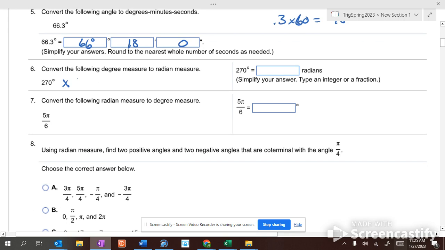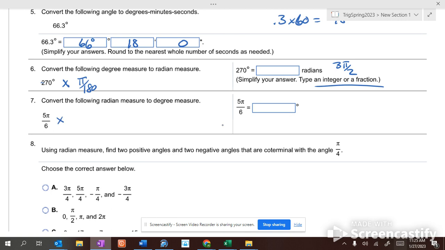270 times pi over 180 gives us what? Now, if you use your calculator, you want to go in fraction format and not push the pi button. Okay, because you want an integer or fraction. So you want to use pi in your answer. So it'd be 3 pi over 2. Okay, because 270 over 180 is 3 over 2.